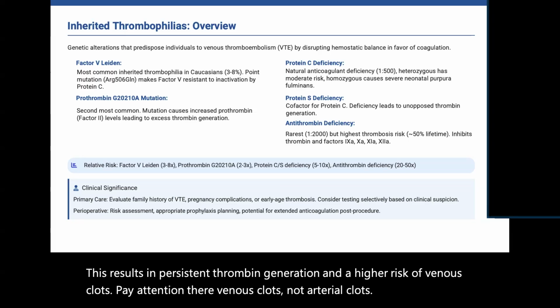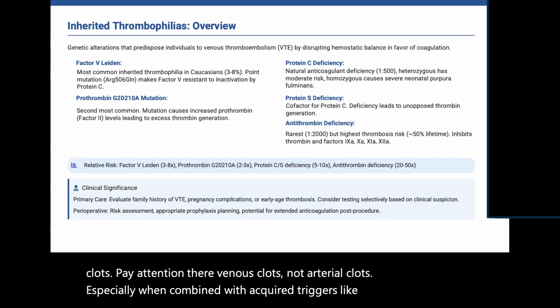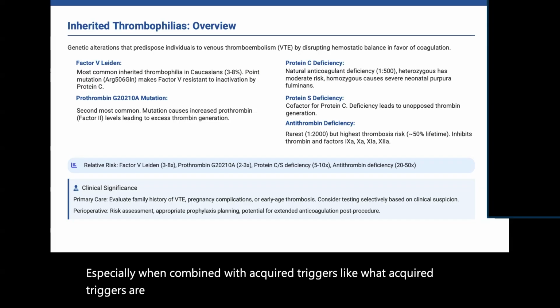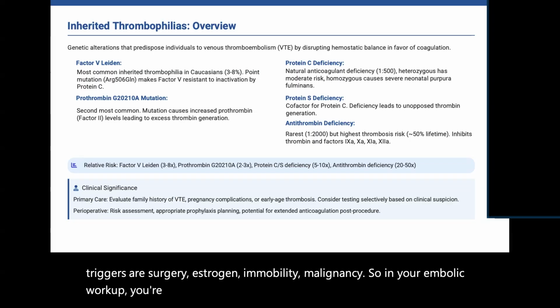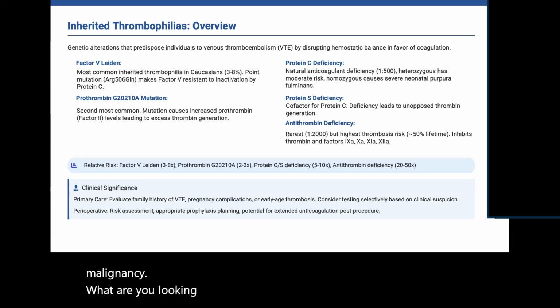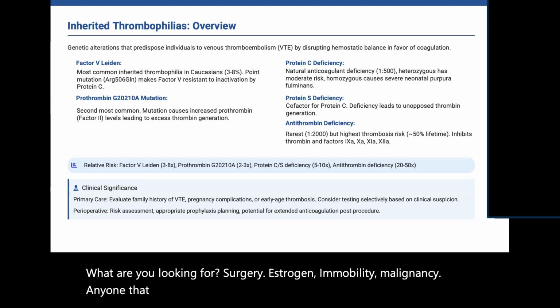Especially when combined with acquired triggers like what? Acquired triggers are surgery, estrogen, immobility, malignancy. So in your embolic workup, you're always looking for surgery, estrogen, immobility, malignancy. What are you looking for? Surgery, estrogen, immobility, malignancy. Anyone that sprouts a clot, you need to look for these things.